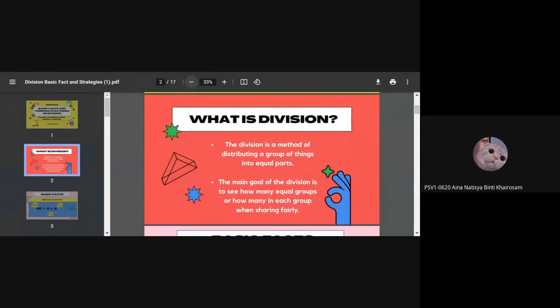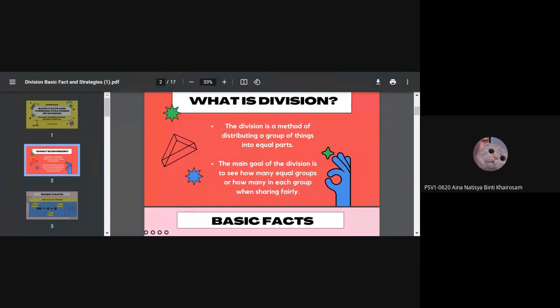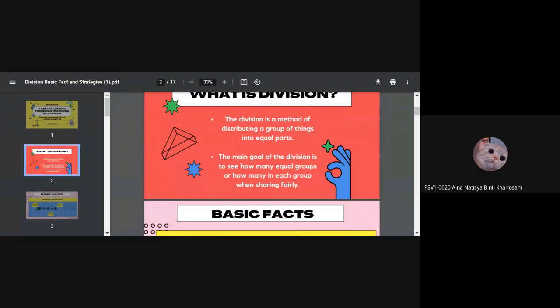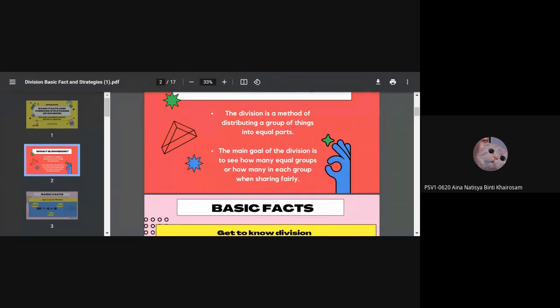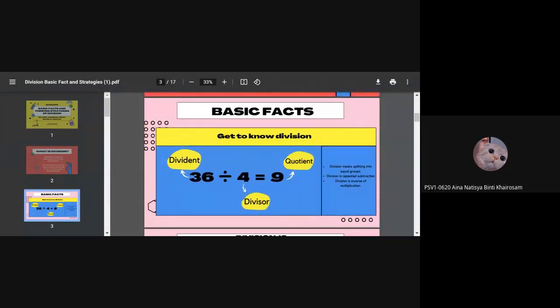Okay, what is division? Division is a method of distributing a group of things into equal parts. The main goal of the division is to see how many equal groups or how many in each group when sharing fairly. Okay, we go to basic facts.